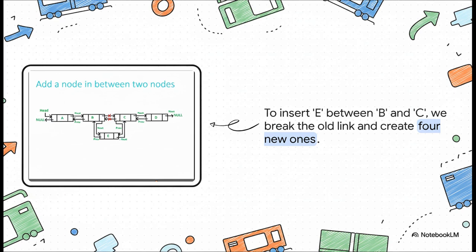Then we have to make 4, count them, 4 new connections. B has to point forward to E, E has to point back to B, E has to point forward to C, and finally C has to point back to E. It's like a little surgical procedure to insert a new carriage right in the middle of the train.